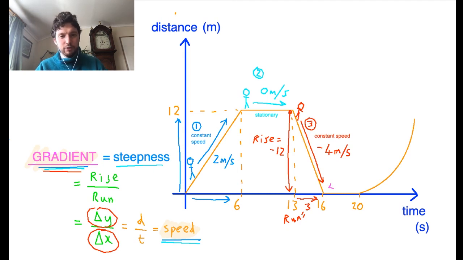So we'll call it section 4. What do people think is going on in section 4? Exactly, 0. Really good. Because it's totally flat, there's no steepness at all. That means that the speed is 0, and so we would use the word stationary again.